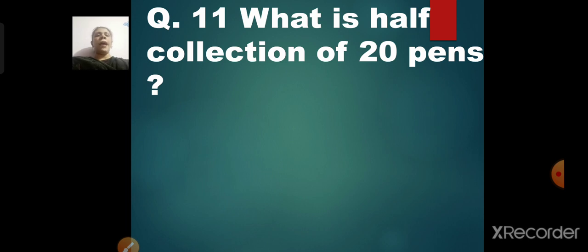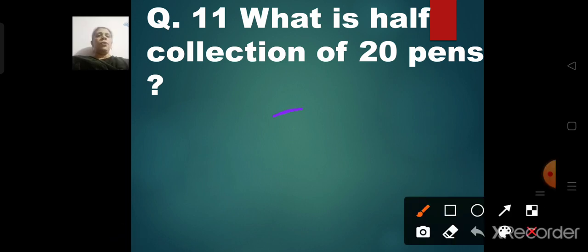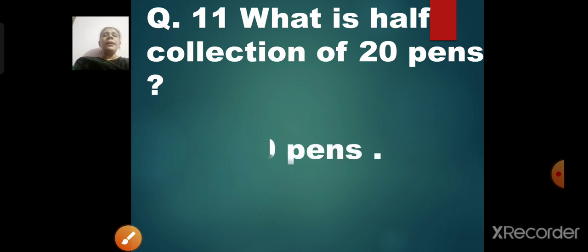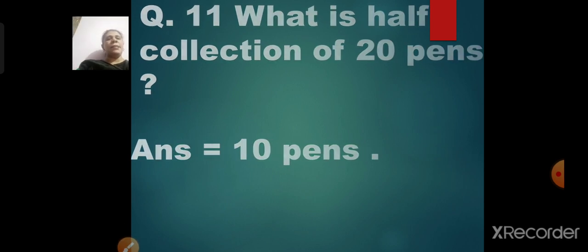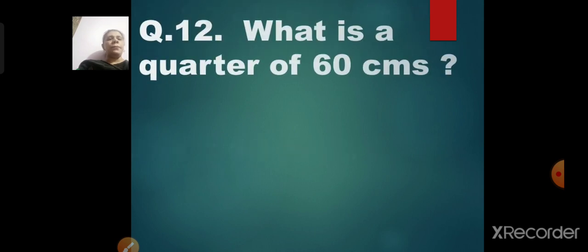Okay. What is half collection of 20 pens? Now children, I have 20 pens. Okay, these are my 20 pens. I need half. So what is half of 20? 10. 10 and 10 is 20. So what is half collection of 20 pens? It is 10 pens. What is half collection of 20 pens? 10 pens. Now next question.